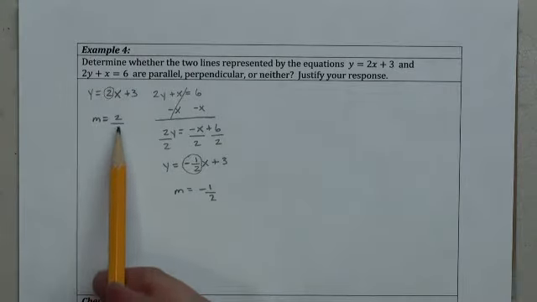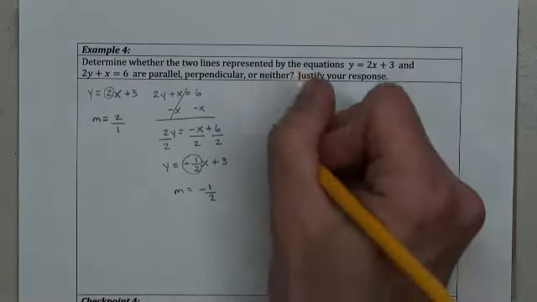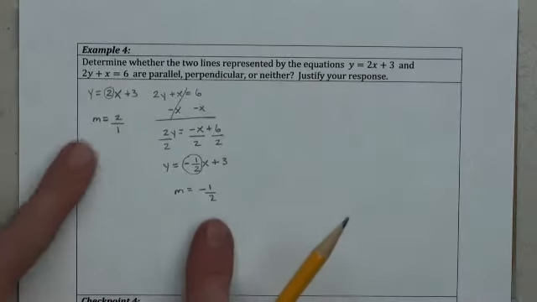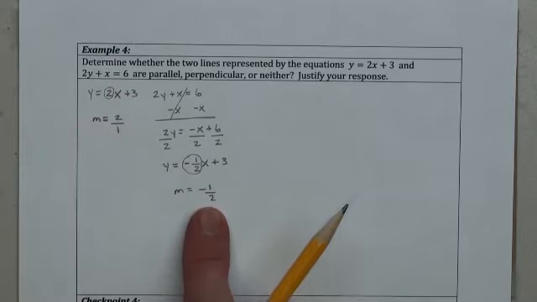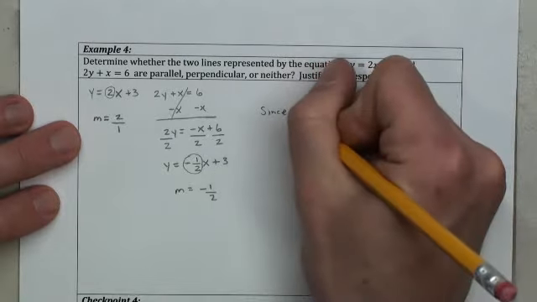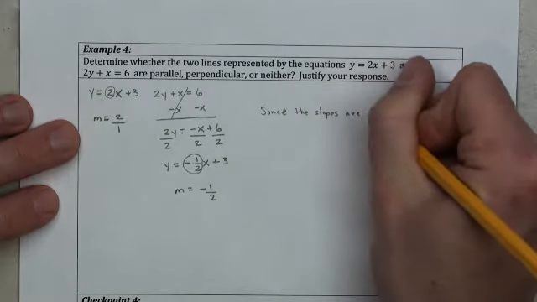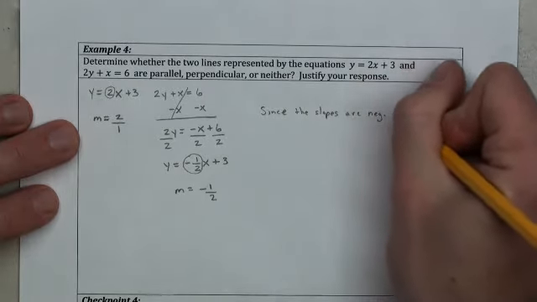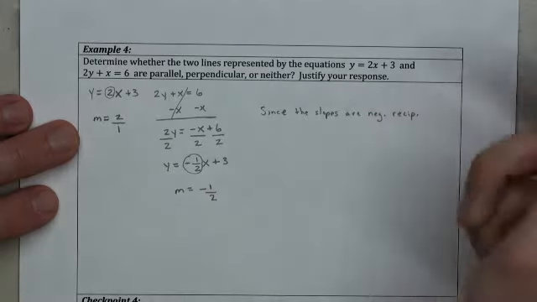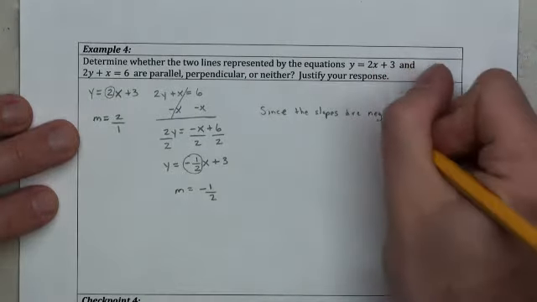Now look, this fraction is this fraction flipped and the sign is changed, right? When you flip them and change the sign, that means that they are perpendicular. And those are called negative reciprocals. Okay? So, here's my justification. Since the slopes are negative reciprocals, you know what though, when you're writing a justification statement, you really have to spell it out.